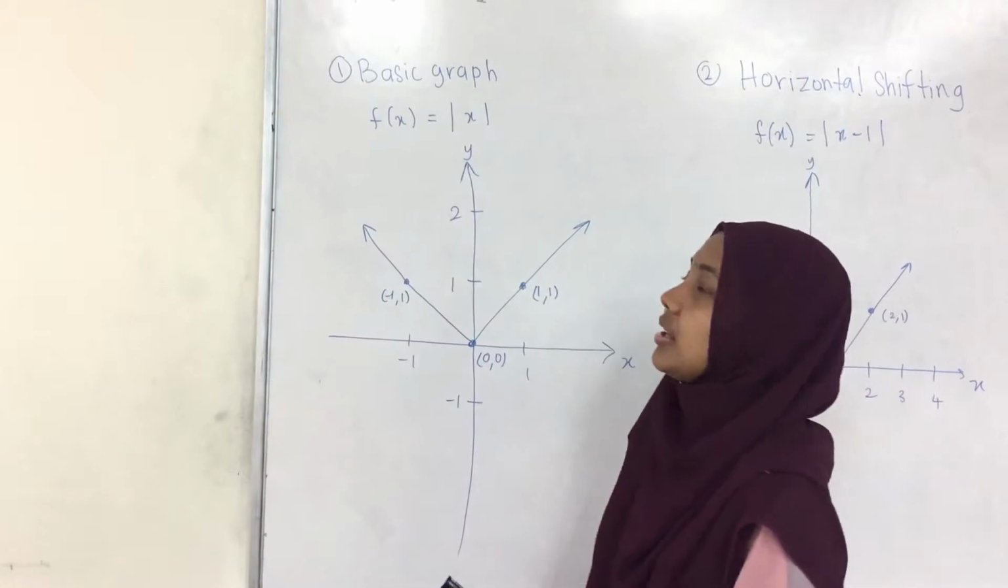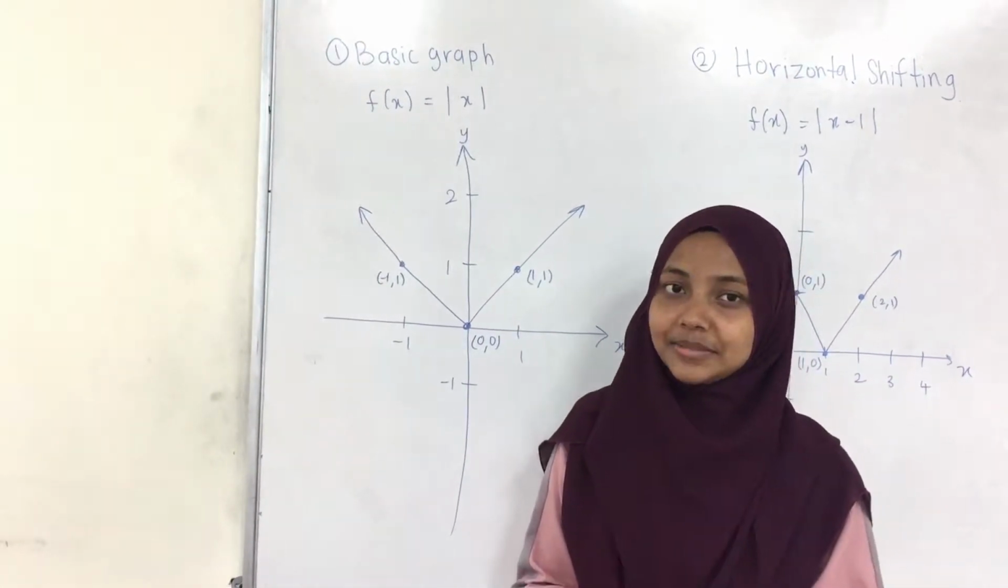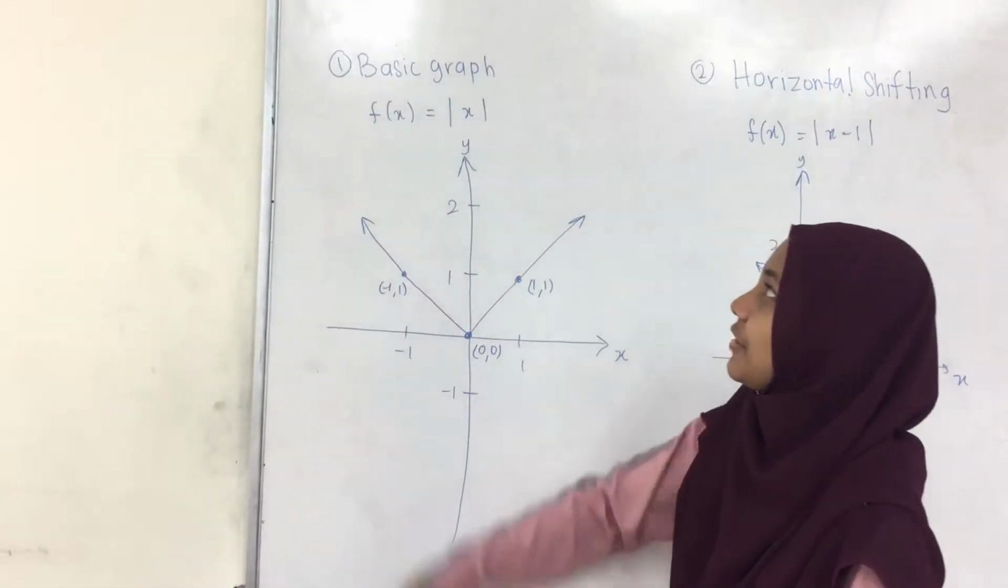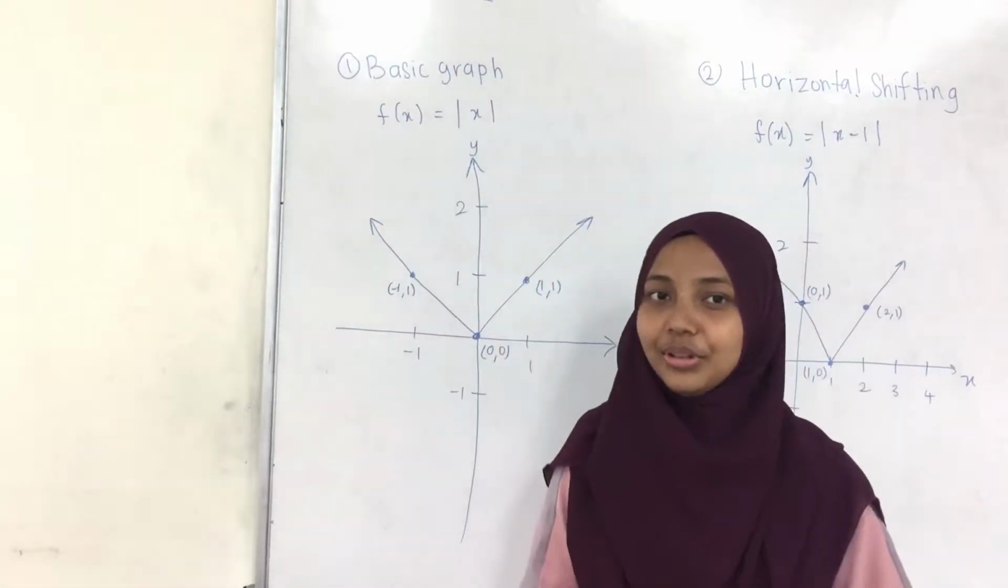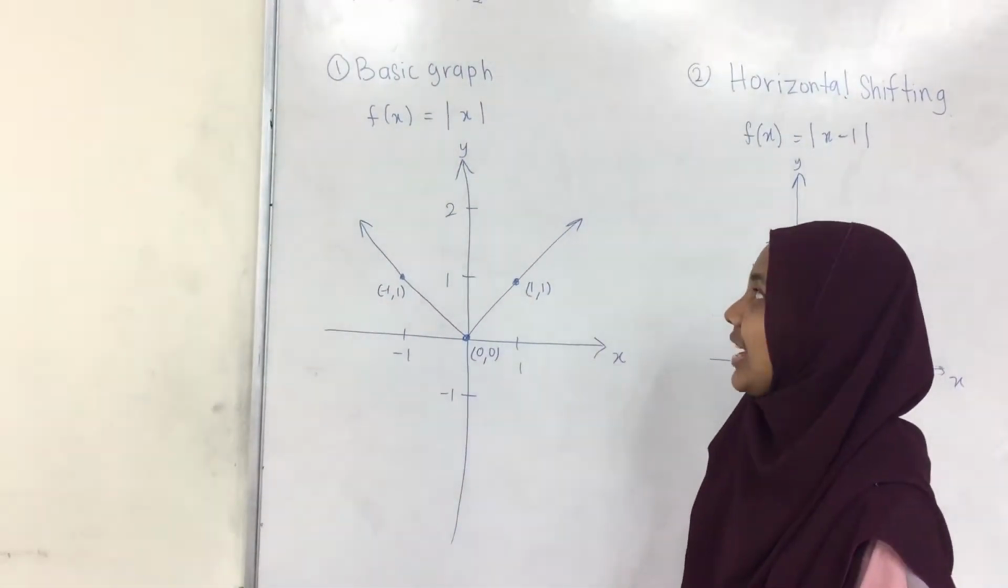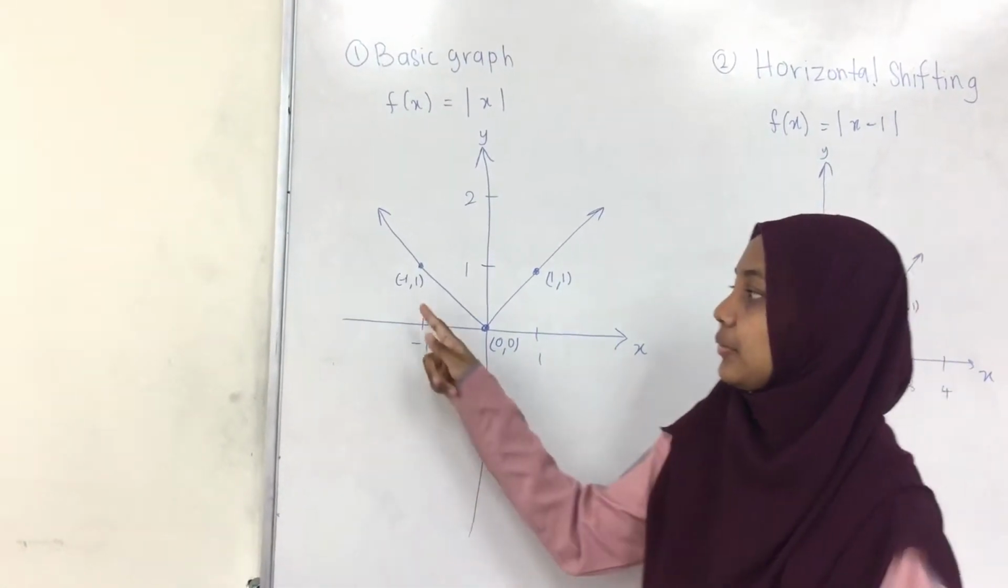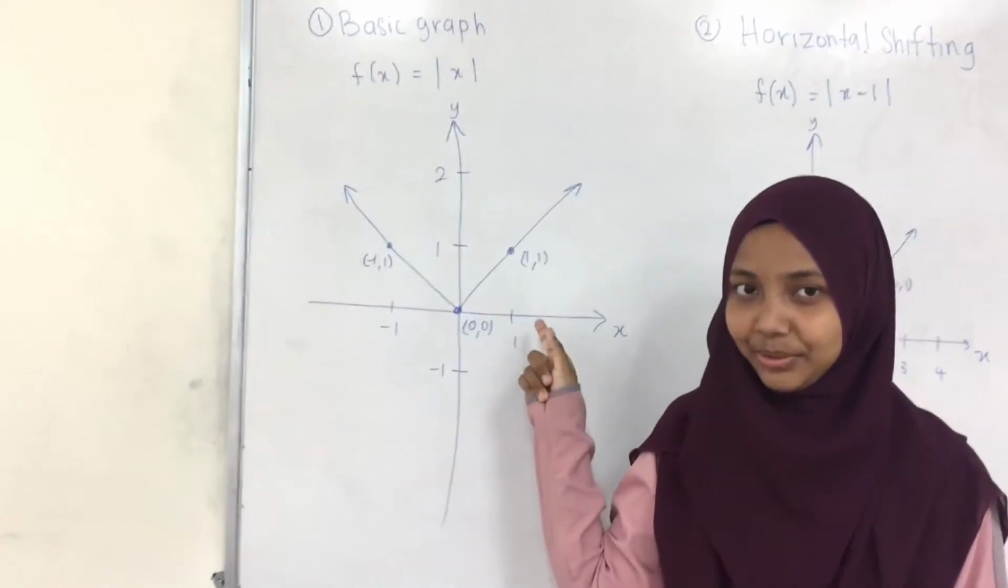Okay, first of all, from the transformation method, we need to sketch the basic graph. The basic graph for the function is f(x) equal to modulus x. The modulus x graph looks like this, with the points (-1, 1), (0, 0), and (1, 1).